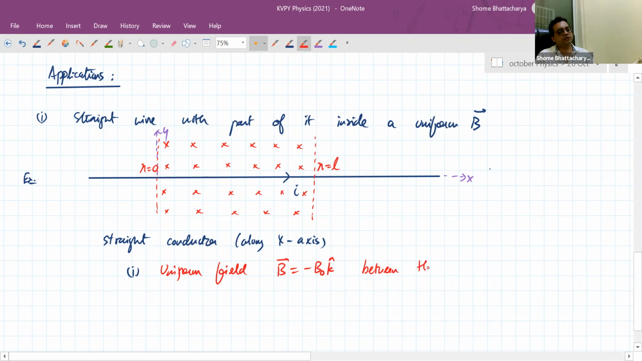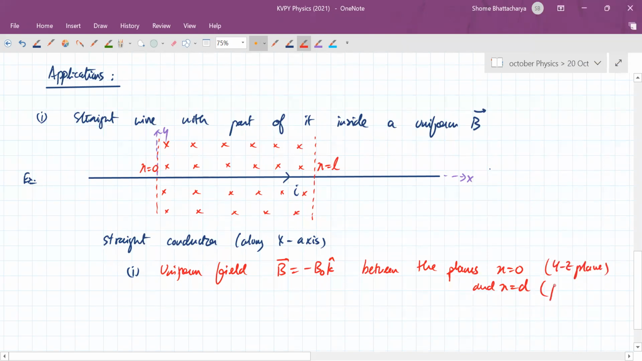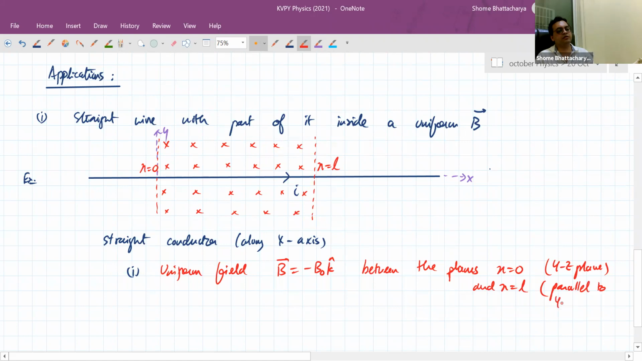The planes X equal to 0 and X equal to L. So X equal to 0, you'll understand, is basically the YZ plane. So X equal to L is a plane which is parallel to the YZ plane, and passing through that point X equal to L on the X axis like this.